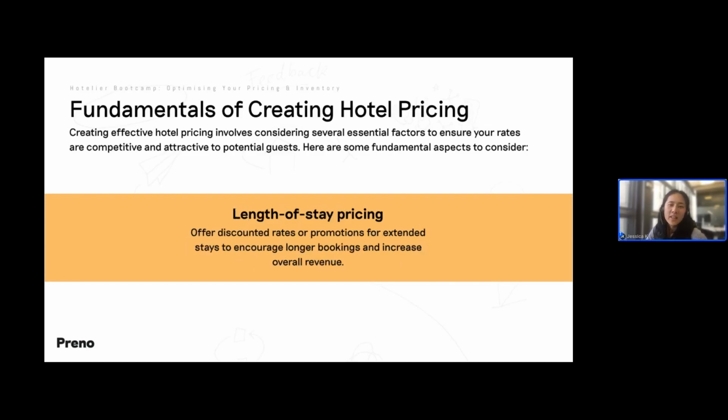And then we have length of stay pricing. If people are staying long term, a week or something, you could consider offering them a discounted rate just to incentivize their longer stay or just coming again in future. This obviously increases your occupancy and reduces your operational costs. And you can easily set your minimum nights in Preno. Like, you can set a 4 or 5 night minimum.